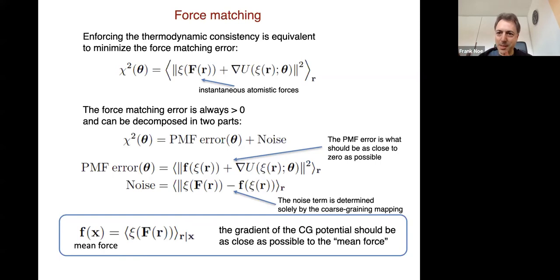Now, of course, the forces in the atomistic simulation are random variables. Because there are other coordinates that we are throwing away, the instantaneous force on the coarse-grained coordinates will not be only a function of the coarse-grained coordinates, but also a function of the other coordinates, which means it's now a random variable in the coarse-grained coordinates. So we can only match this on average. Basically the average force is matched to the potential of mean force. That's the learning problem here.